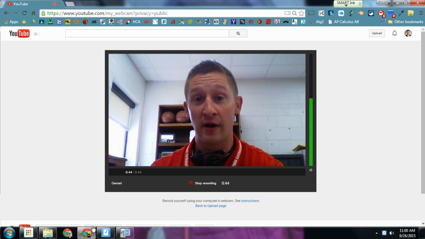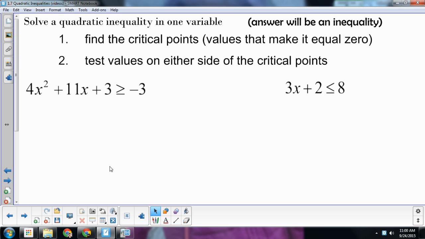a quadratic inequality when there's only one variable. So hopefully this makes sense to you. So we are now presented with a quadratic inequality in just one variable. As you look at the inequality here, you'll notice that there's no longer a y and an x.